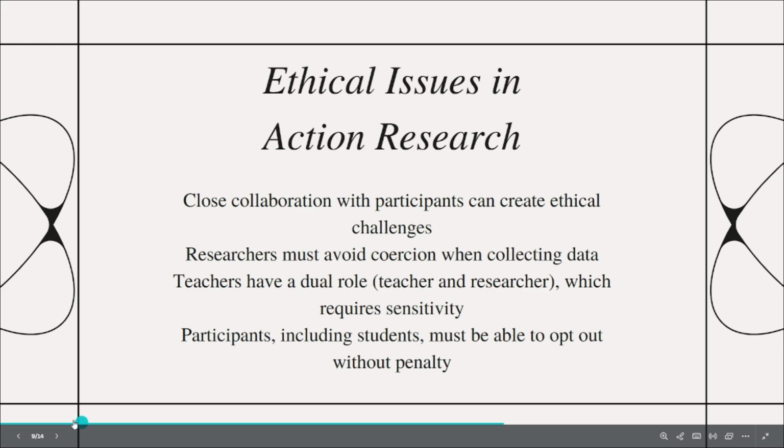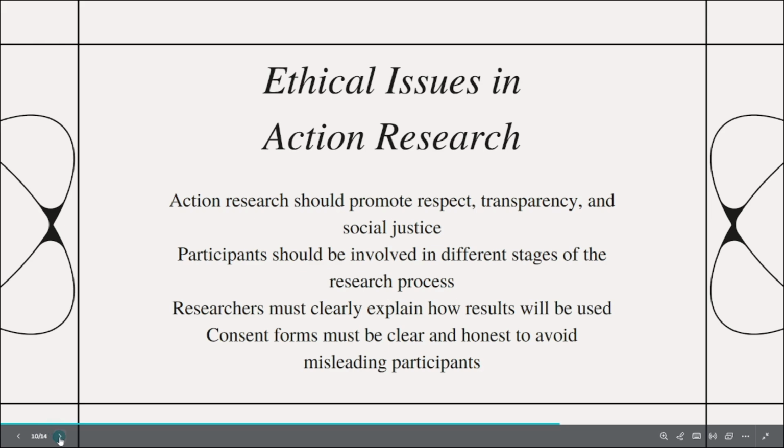Next slide. Action research should be based on respect, transparency, collaboration, and social justice. Participants should be involved in different parts of the research process and understand how the results will be used. Another ethical issue involves consent forms. Sometimes these forms may not fully explain the study. For this reason, researchers must clearly communicate the purpose of the research and ensure participants truly understand before agreeing to participate.